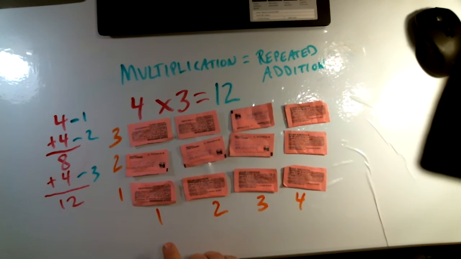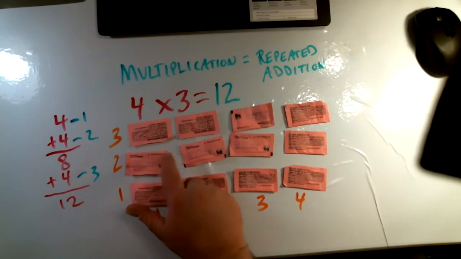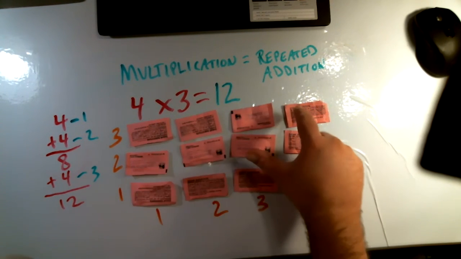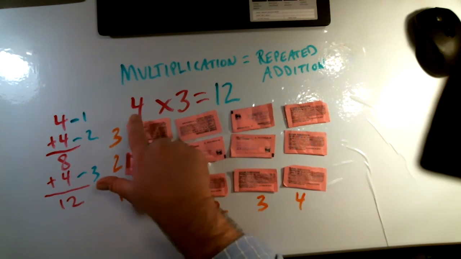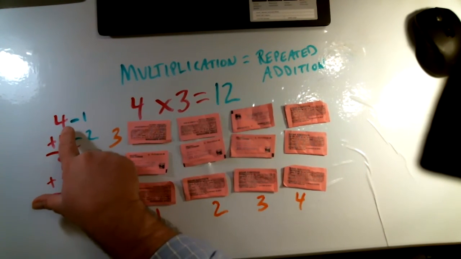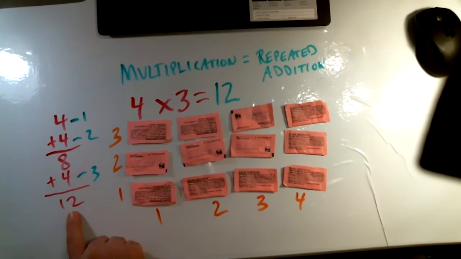So in this case, I can count. I have 4 going across. So 1, 2, 3, 4, 5, 6, 7, 8, 9, 10, 11, and 12. So 4 times 3 equals 12, which is the same thing we found out over here. 4 plus 4 plus another 4, and that equals 12.